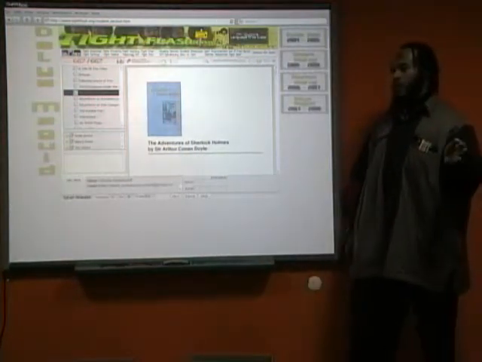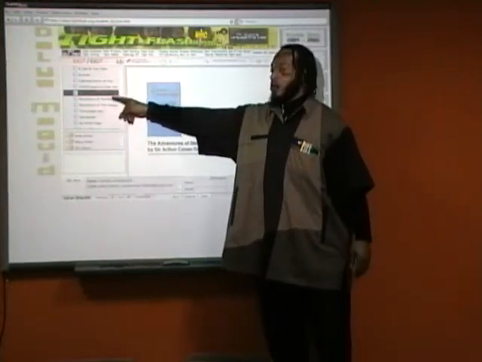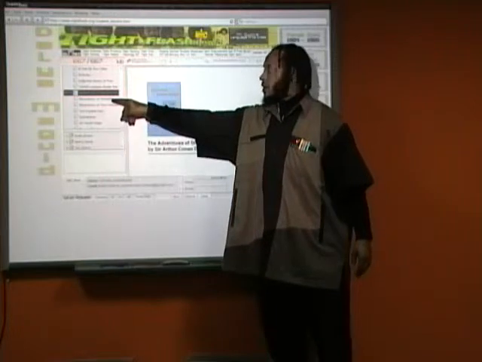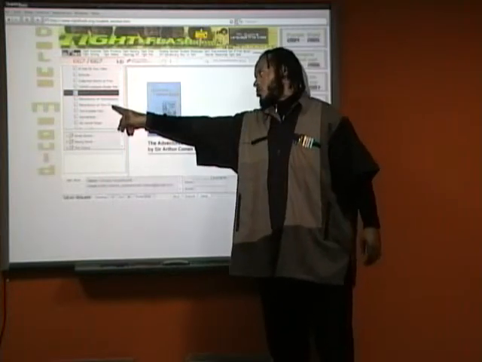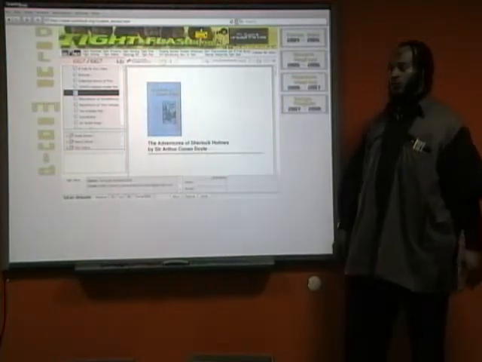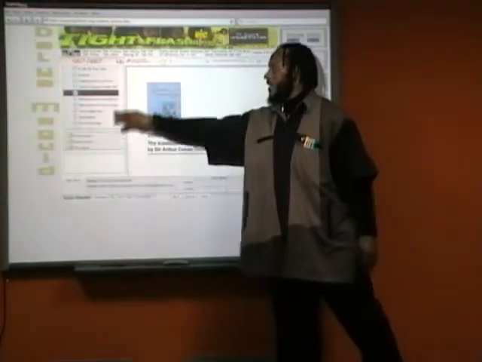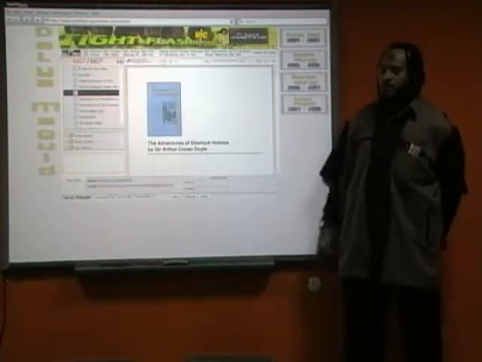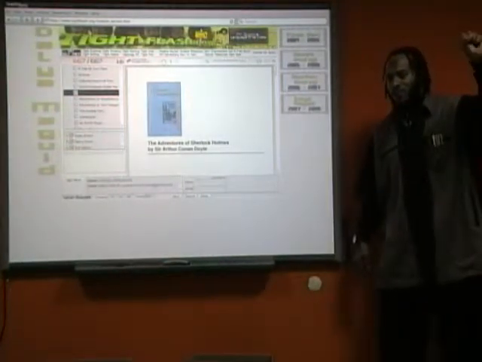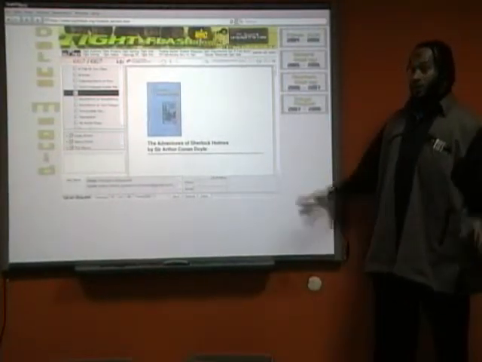Be careful because it's right with two other adventures: Adventures of Huckleberry Finn, Adventures of Tom Sawyer. We don't want to read those. Those are really long books. But we don't want to read those. We want to read Adventures of Sherlock Holmes. Warning.